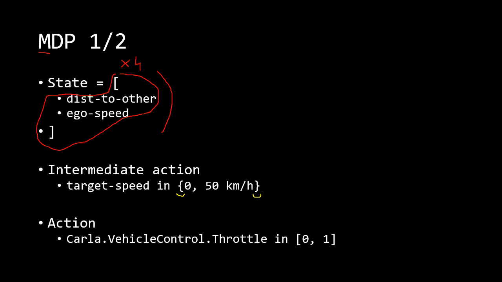It takes the target speed that is fixed, either 0 or 50. It takes the current speed, I don't know, 25, the current speed of the vehicle, and says, in order to reach the target speed, I want to apply this throttle. So in theory, this is between 0 and 1, a continuous interval. We will see from experience that the PID controller will mainly be choosing either 0 or 1 in order to reach the target speed, just to mention. So that's the first half of the MDP definition.